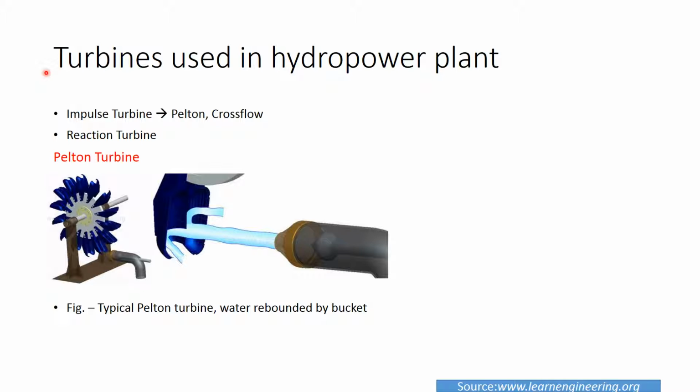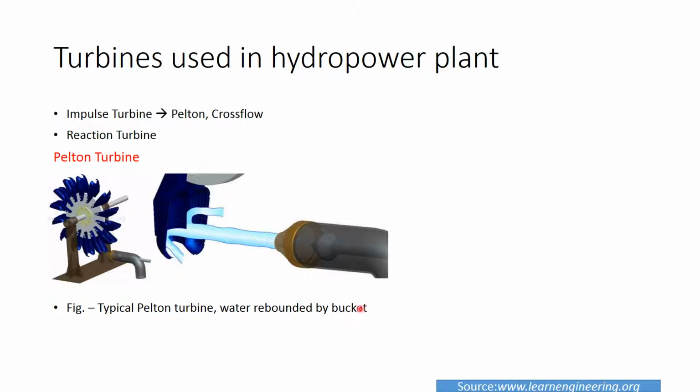Now coming to the turbines used in hydropower plant. Mainly there are two types of turbine, namely impulse turbine and reaction turbine. Pelton turbine, which comes under impulse turbine category, is most widely used in hydro energy production. A typical Pelton turbine looks like as shown. At the center of Pelton turbine, a shaft is present which is fixed with the help of bearings. At the circumference of the Pelton turbine, the blades are uniformly distributed and they all look alike. These blades are also known as buckets.